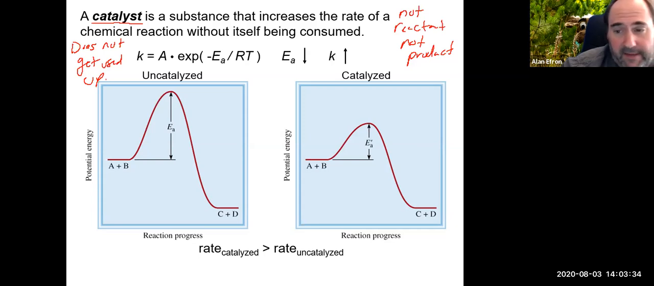We sometimes think of it as just sitting there, not doing much, but certain catalysts, depending on what they are, can get involved in the reaction part of it. But again, they get regenerated by the time the reaction's over and they're still present. So how does a catalyst work? How does it do that?